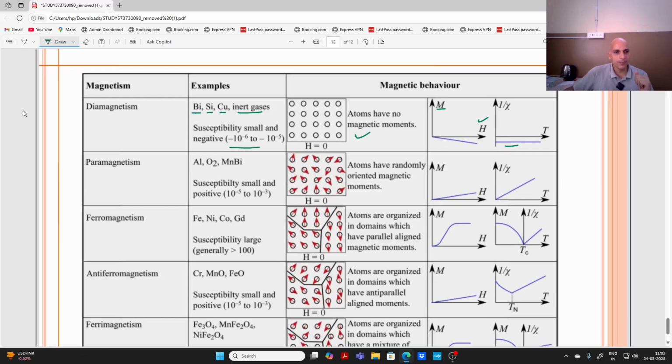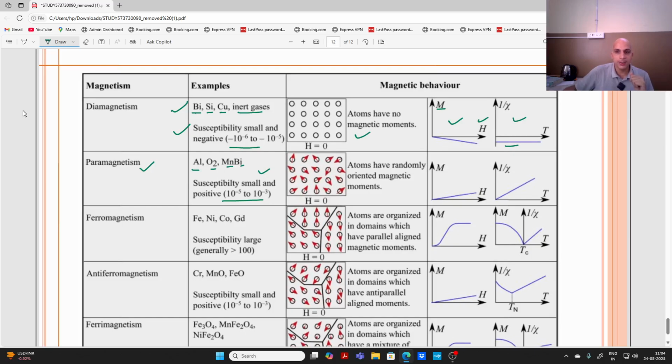You can be given a graph in any question, and you have to identify which type of material it is. Usually these graphs are given. You can be asked the example of a particular material. You can be asked the value of the susceptibility. Then paramagnetism: aluminium, oxygen, manganese, bismuth. Susceptibility is small and positive. Order is not there; atoms are randomly oriented.